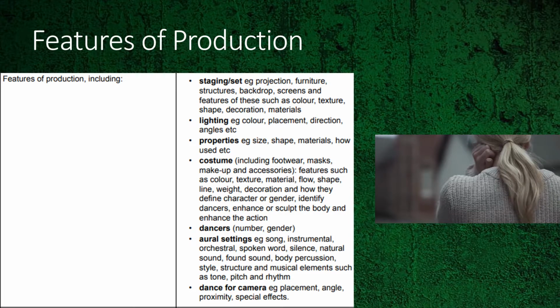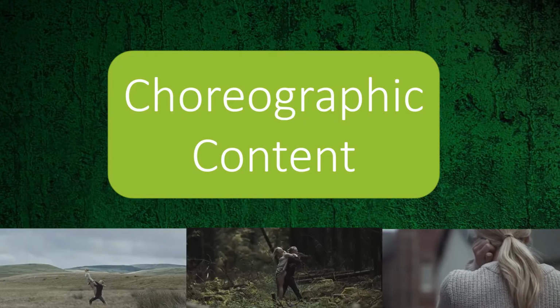After I have gone through choreographic content, we are going to go through the features of production, which I've listed here for you. We're going to talk about the setting or the staging, the lighting, any props or properties, the costume, the number of dancers, the aural setting, and of course, in Within Her Eyes, we're going to talk about the use of camera. So let's get started. We're going to talk now about choreographic content.